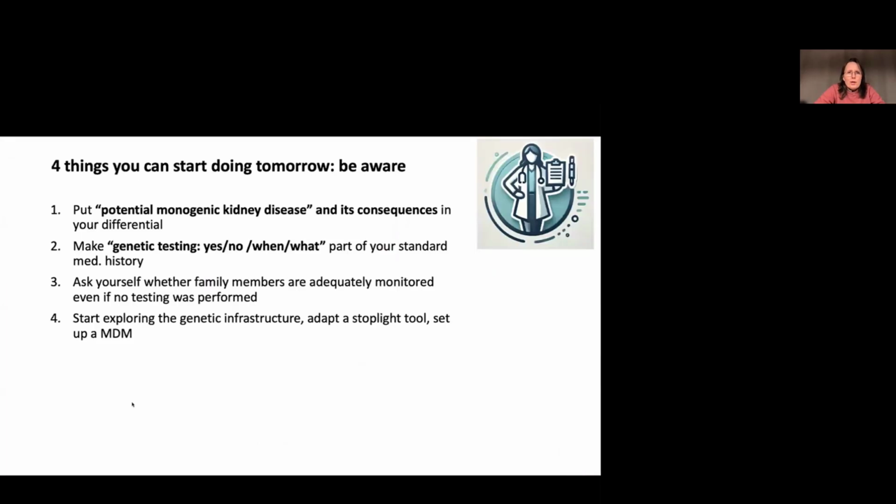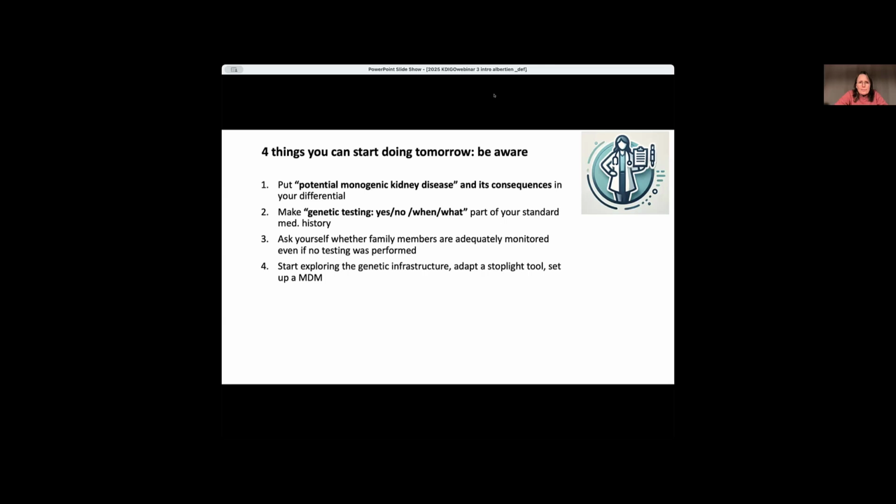So 4 things you can start doing tomorrow to be aware: 1, put potential monogenic kidney disease in your differential diagnosis. Make genetic testing, yes, no, when, what, part of your standard medical history. Ask yourself whether family members are adequately monitored, even if no testing was performed. And you can start exploring your genetic infrastructure, adapt a stoplight tool, and set up a multidisciplinary meeting. And with that, I'll stop sharing, and I'll apologize for being a little bit over time, but I hope I set the scene.